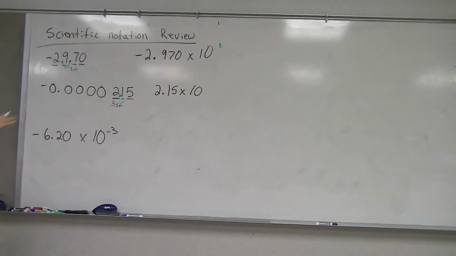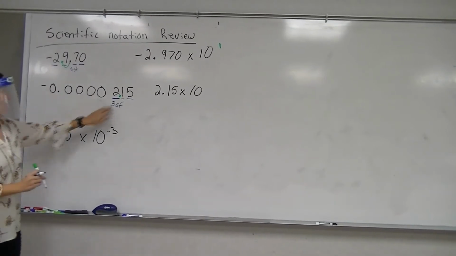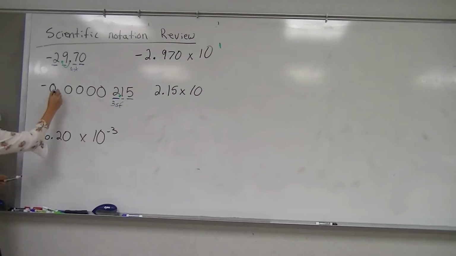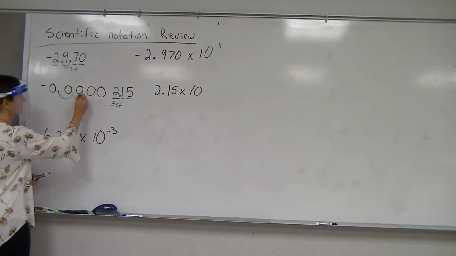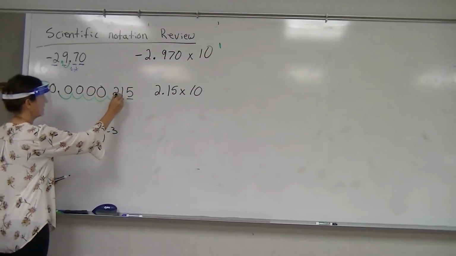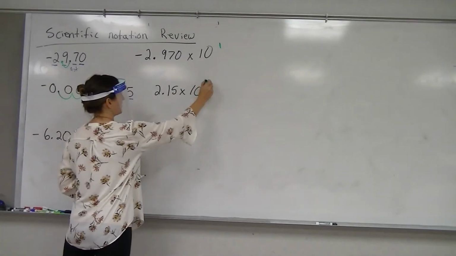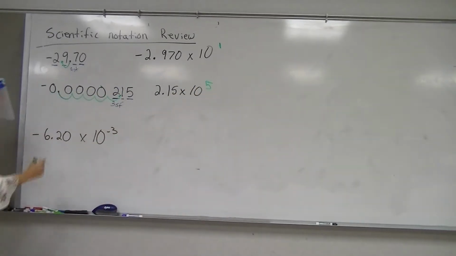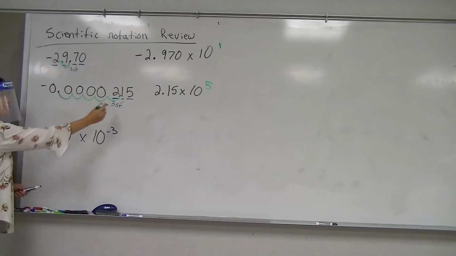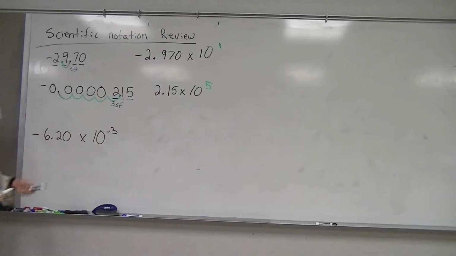And to figure out the something, we go to our original decimal point and count how many times it takes to get it between the 2 and the 1. So 1, 2, 3, 4, 5. So it's going to be 5 times to get it there. Now this time, I moved my decimal point to the right, so it's going to be negative.